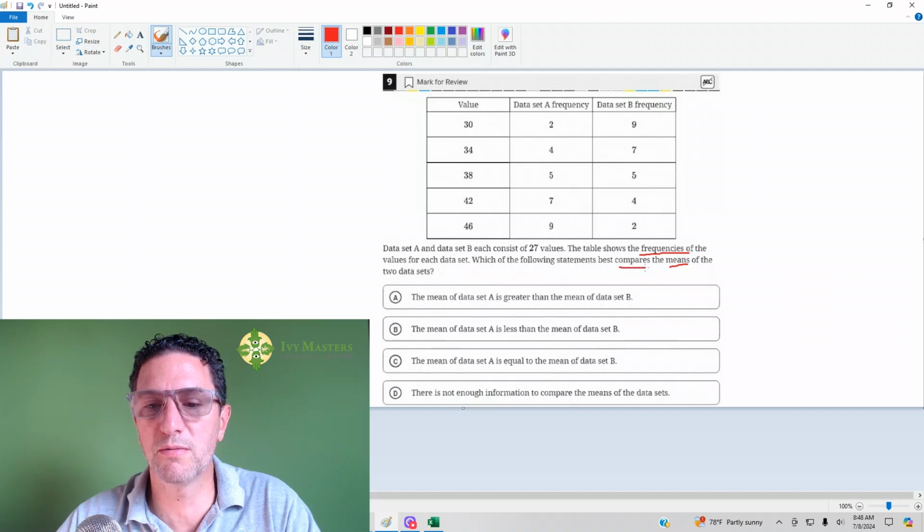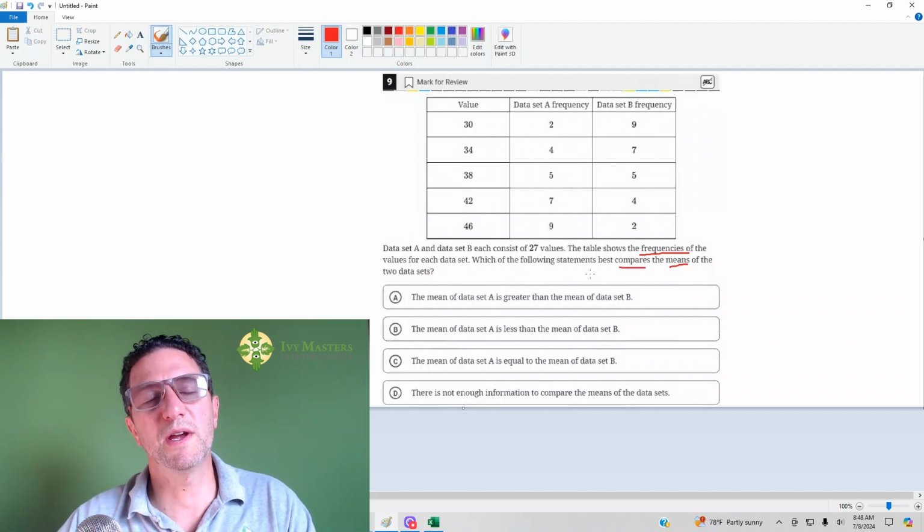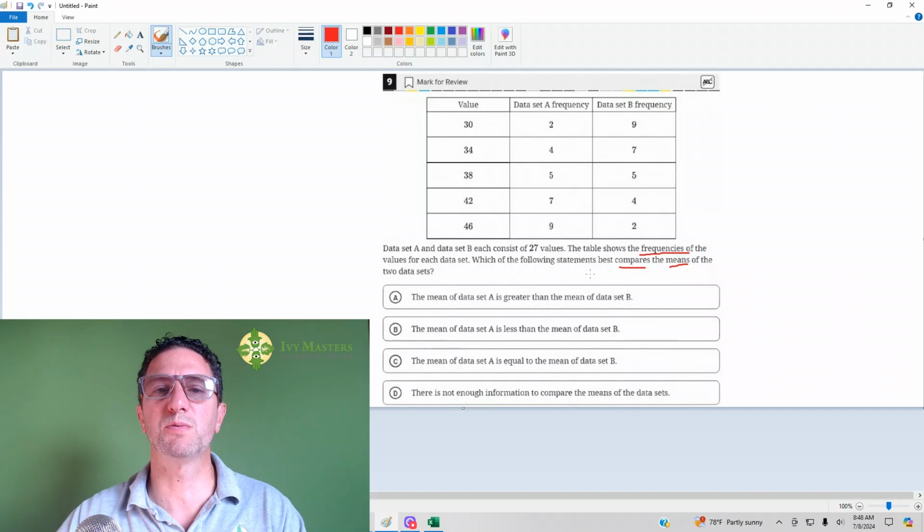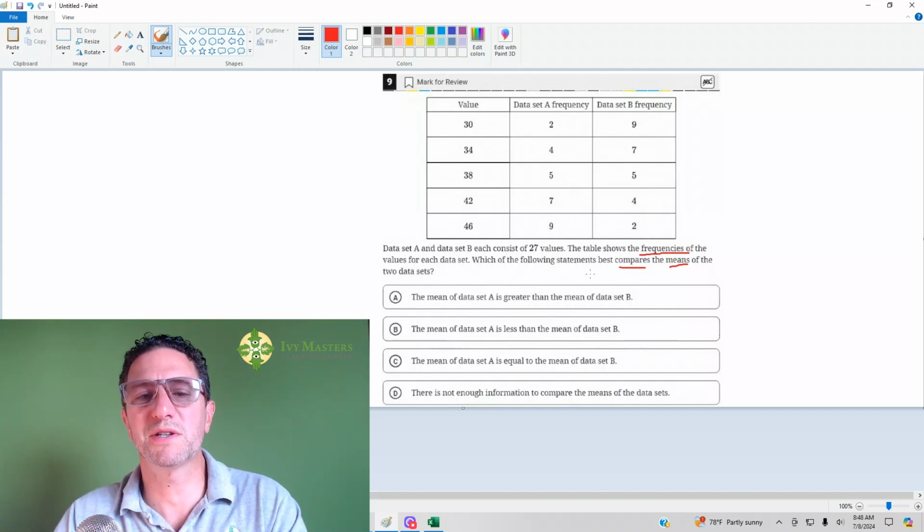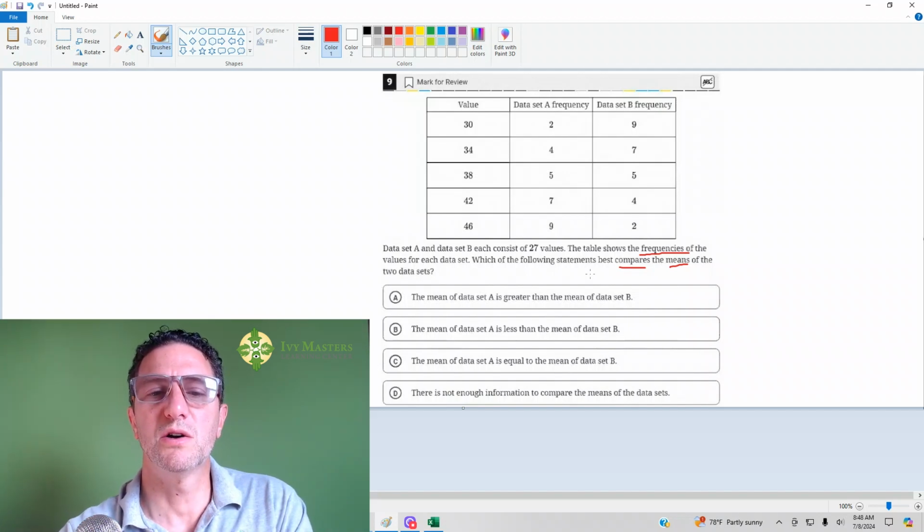So we've got to compare the means. So there's a way you can get this correct in just 5 seconds. First, it requires an understanding of what you've got here. So let's take, for example, here.